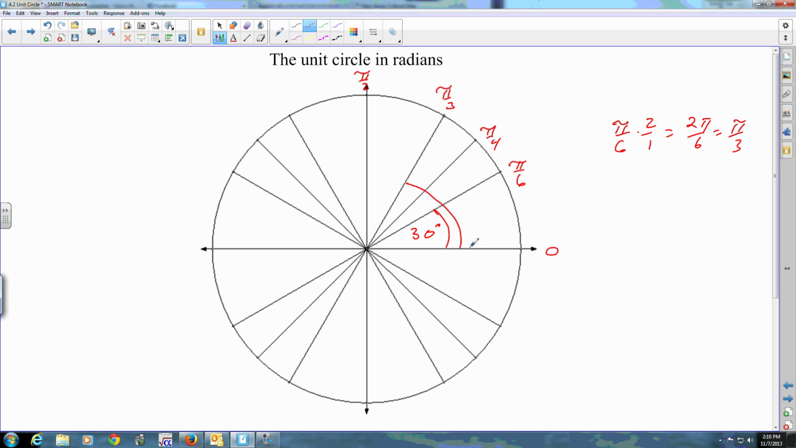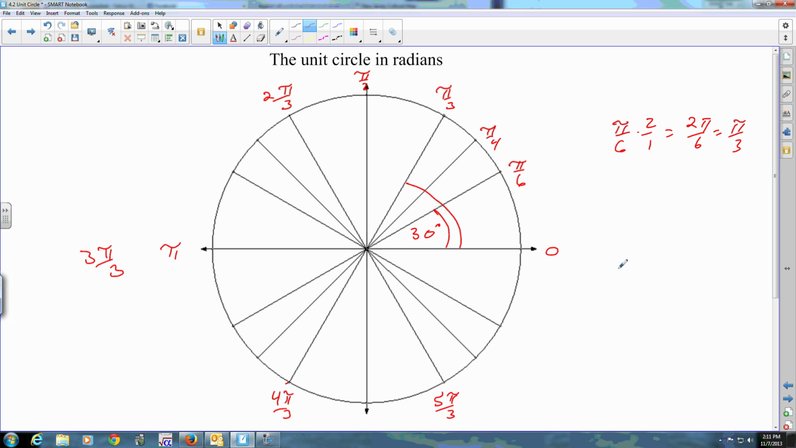Okay? 60 degrees is here. Double it. You're standing at 120. So that's going to be 2 pi over 3. Add another 60 degrees, you're at 3 pi over 3, so you're right here at pi. Add another pi over 3, another 60 degrees is right here. So that's going to give you 4 pi over 3. Add another 60 degrees, and you're here. So that's going to be 5 pi over 3.